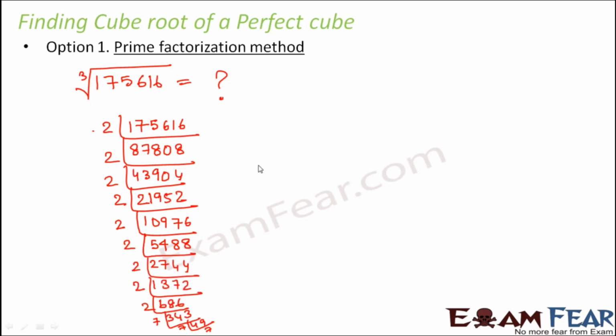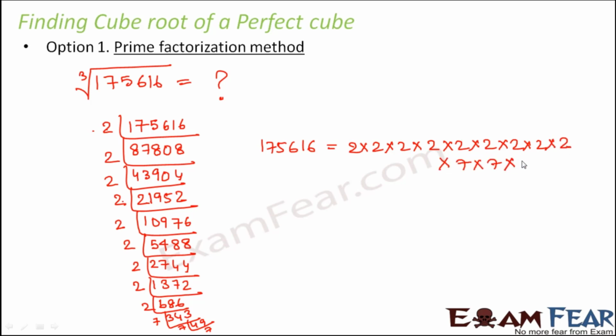Once you complete its prime factorization, what do you see? That this number 175616 can be written as the product of 9 2's, that is 2 into 2 into 2 into 2 into 2 into 2 into 2 into 2 into 2, and 3 7's. Now let's group it into groups of 3. So 3 2's together, again 3 2's together, these 3 2's together, and 3 7's together.